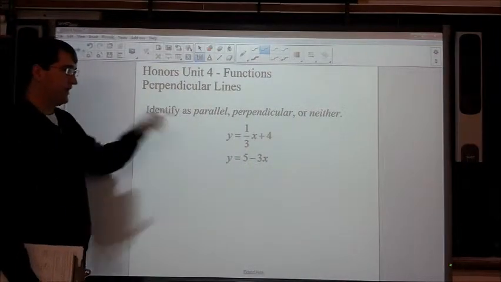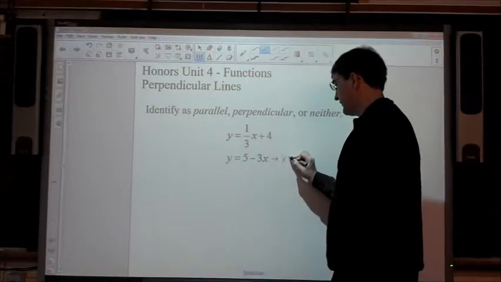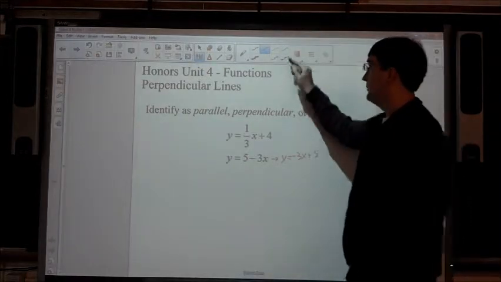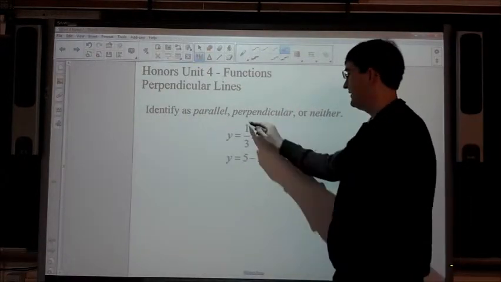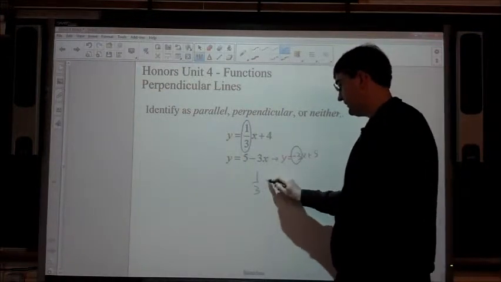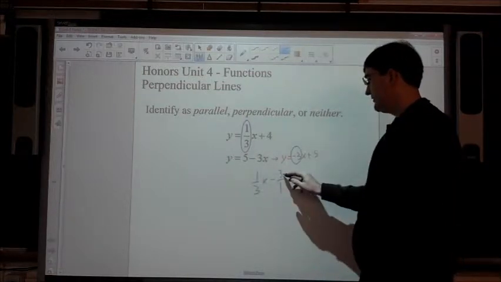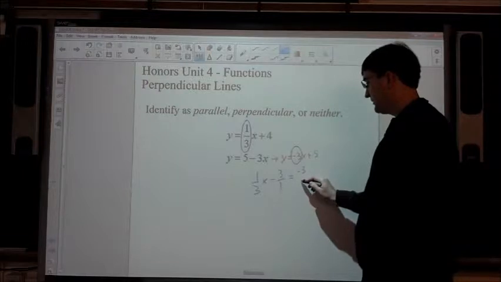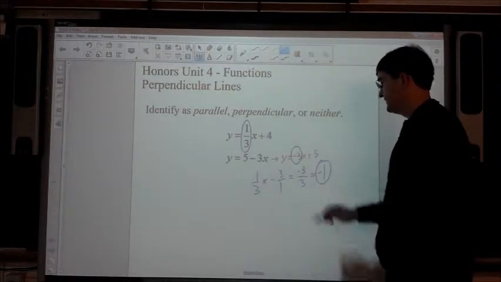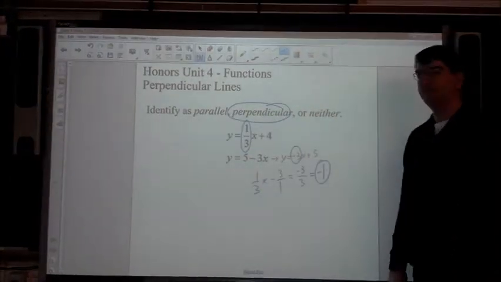y equals 1/3 x plus 4, y equals 5 minus 3x, which again I'm going to rewrite as y equals -3x plus 5. I think you can see what's going to happen here. Again, they're not the same, the 1/3 here and the -3 here, but if I do 1 over 3 times -3 over 1, let's go ahead and put that there, I get 1 times -3, and I get 3 times 1, and they cancel to -1, and so they are perpendicular. All fine and good.